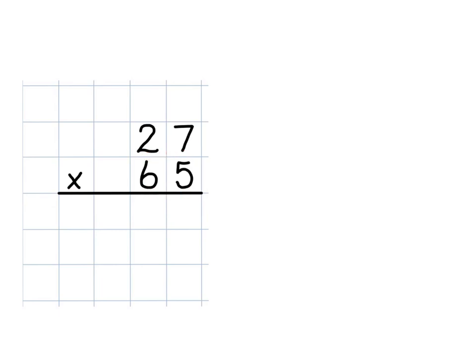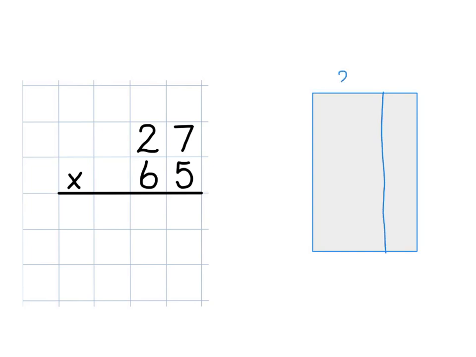The first problem is 27 times 65. So in our area model, 27 will be smaller than 65. So on top, I'm going to split it in half and have 20 and 7 because there's the value of 20 in the tens place and 7 in the ones place. Then on this side, I'm going to do 65. So in my tens place, I have 60, and in my ones place, I have 5.